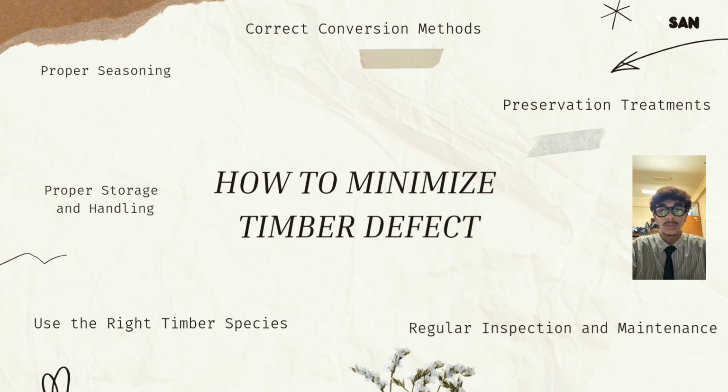2024-661-934. Today I want to talk about how to minimize timber defects. To minimize timber defects, we have to focus on wood selection, proper storage, and preventative treatments. This includes selecting knot-free or small-knot timber, maintaining proper moisture content through seasoning, and protecting it from insects and decay with treatments like preservatives and sealants.